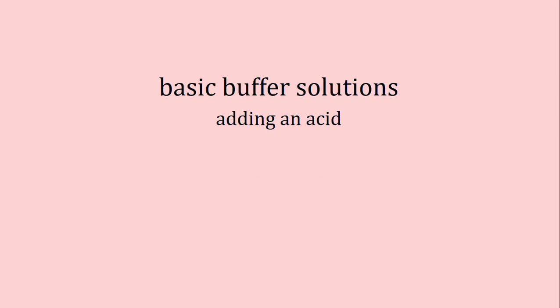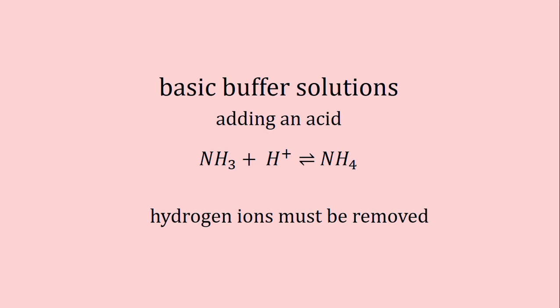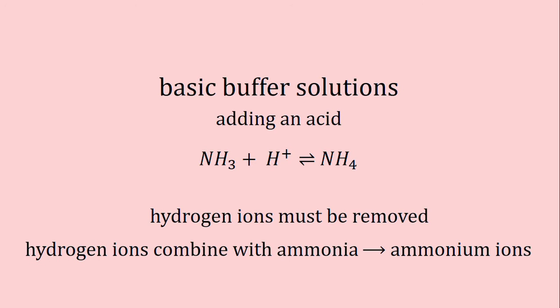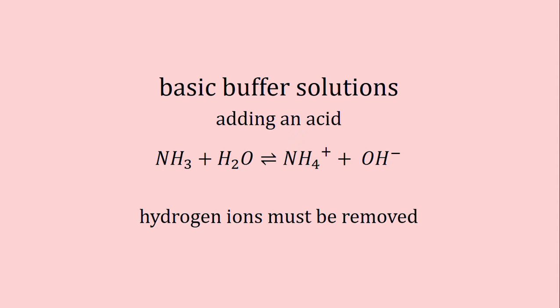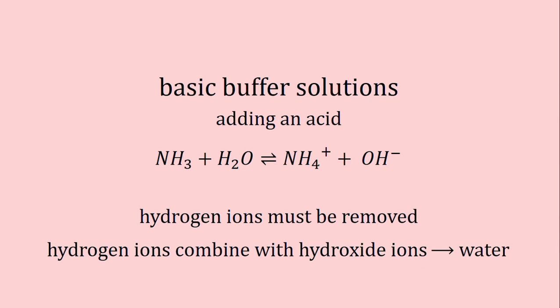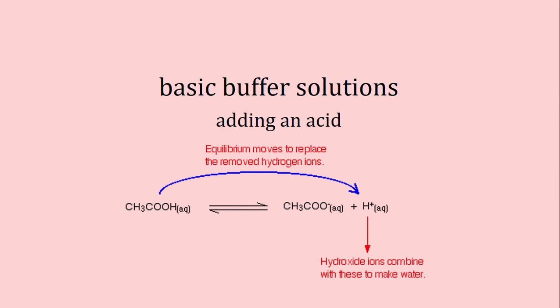If we add an acid to this solution, there would be two processes to remove the hydrogen ions that were added. One, by reacting with ammonia, where most of the hydrogen ions would collide with an ammonia molecule to form ammonium ions. Or two, by reacting with the hydroxide ions where they would combine to make water. And as it happens, the equilibrium tips to replace the hydroxide ions until most of the hydrogen ions are removed.